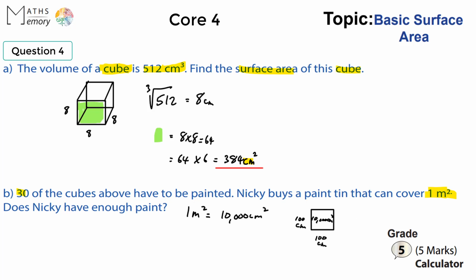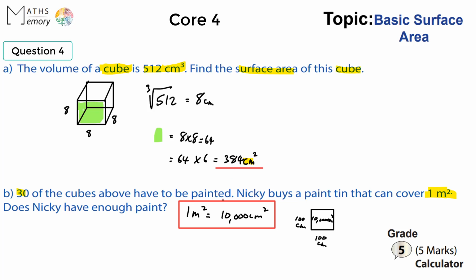This is what you should know before you go into the exam, because this is a basic conversion, which you should know, or you can just do it like we did right now, if you knew how many centimeters were in a meter. Once you've got this information, she has basically bought 10,000 centimeters squared surface area to cover. Now, one cube requires 384 centimeters squared.